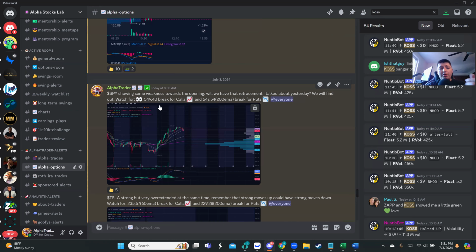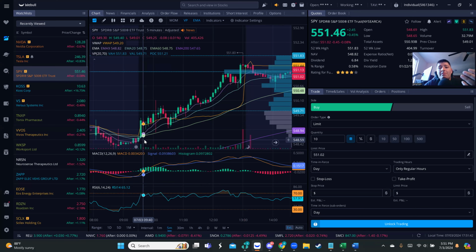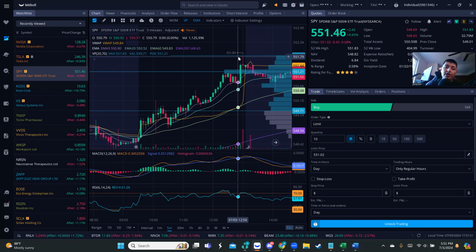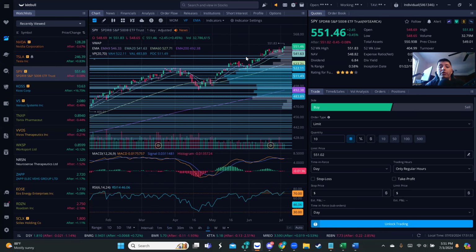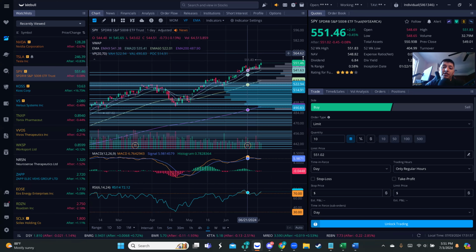This morning I had 549.40 for calls, 547.54 for puts. And as you can see on the chart, we never even broke the downside level. So why even bother to short this? Why do you even bother to go against the trend? Never do that, right? SPY gave you a 551.83 high of the day. A beautiful trend day on SPY, and obviously it did close on a very bullish note. So we will see how this performs on Friday.